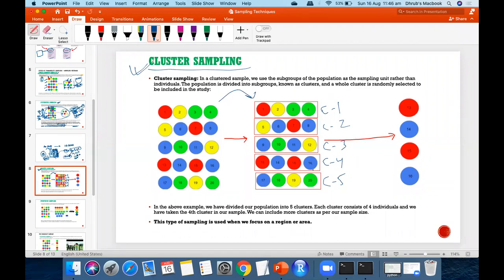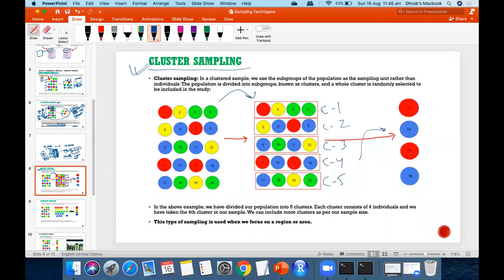Is it clear? So in this case I have selected cluster 4, which is a combination of 2 red points and 2 blue points. You would say here also there is a bias. Why? Because this particular cluster does not contain yellow balls or green balls. But see, this is the way we have to do it. So this is a type of cluster sampling. Understood?